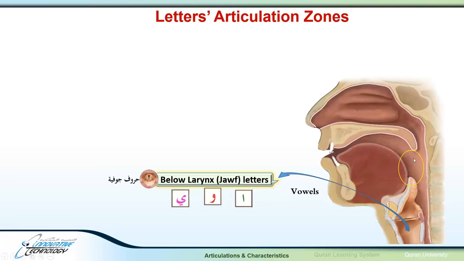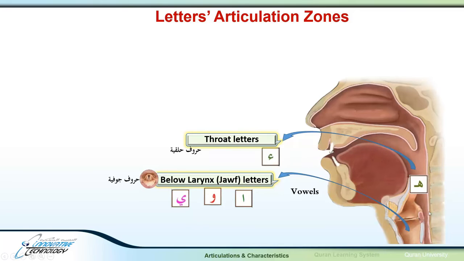Now we'll go to the throat letters. The throat letters, or al-huruf al-halqiyya, are 3 categories. Those coming from the lower throat, al-hamza, al-ha, and from the mid throat we have the ayn and the ha, and from the upper throat we have the ghayn and the kha.